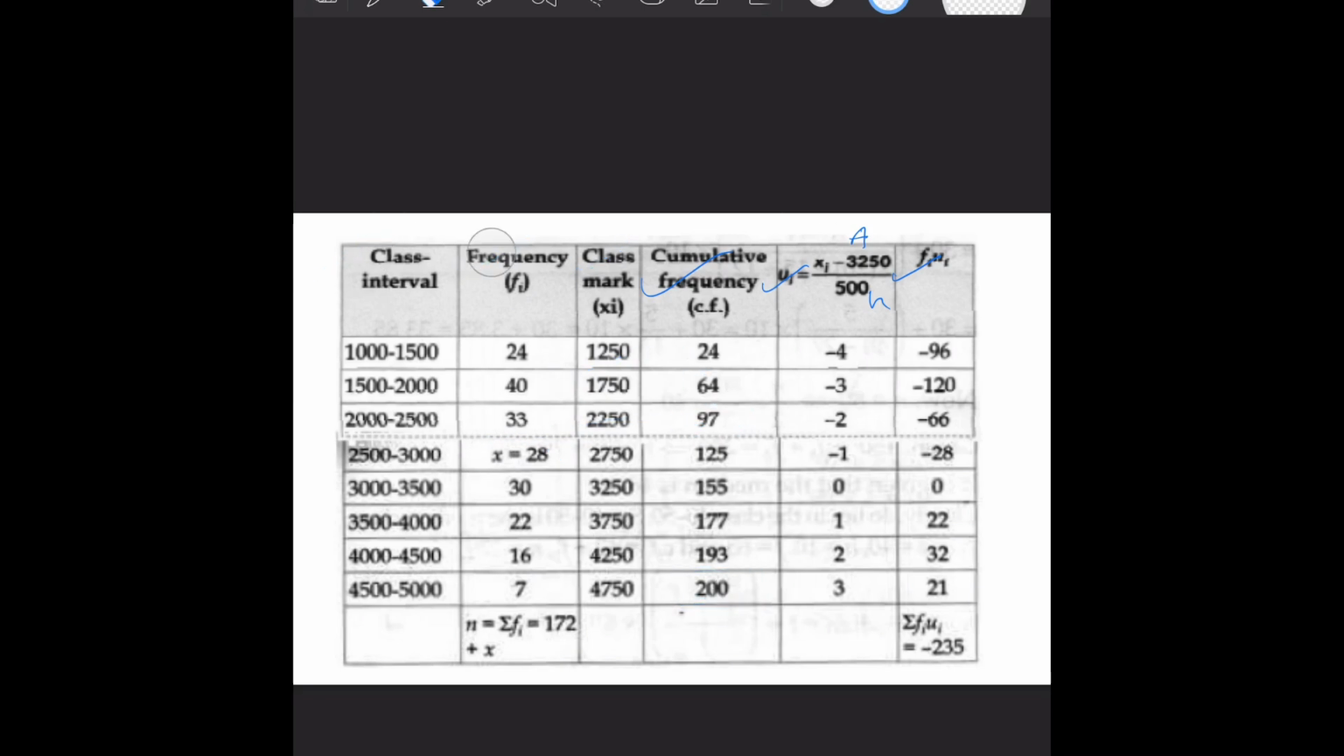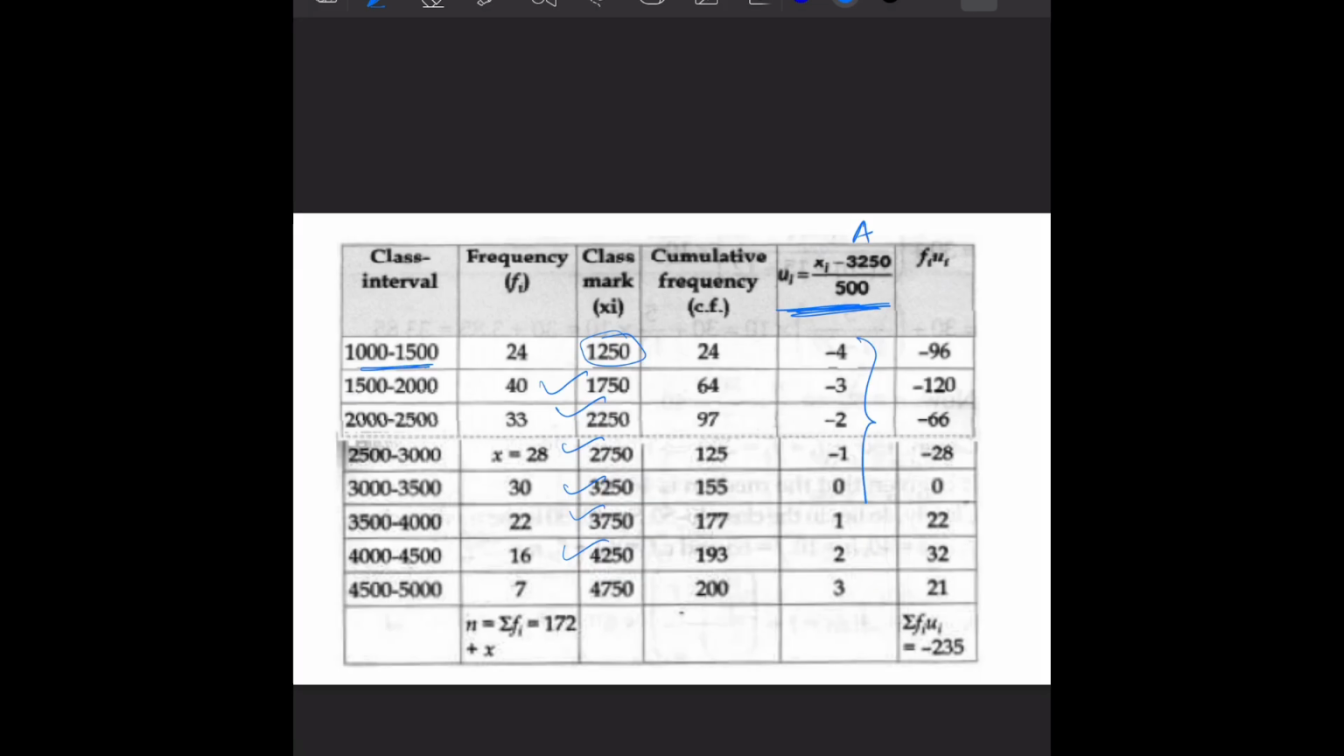So how do we solve ui? ui will be xi minus assumed mean upon 500. This is your xi. This is class mark. How do we find out class mark? 1000 plus 1500 divided by 2, that is 1250. Similarly this, and this. We solve this ui, you get ui.